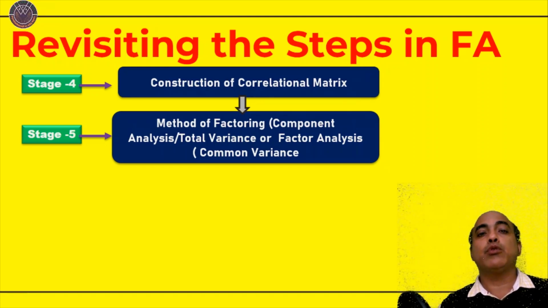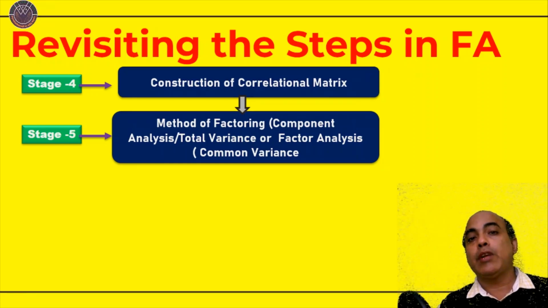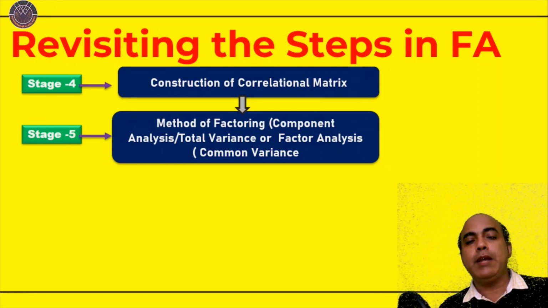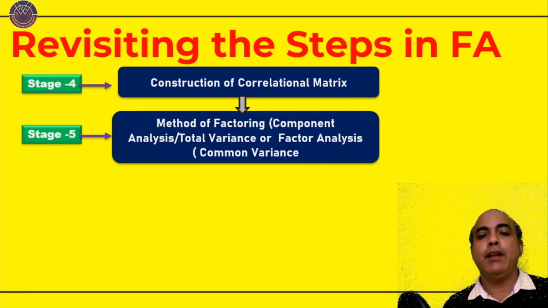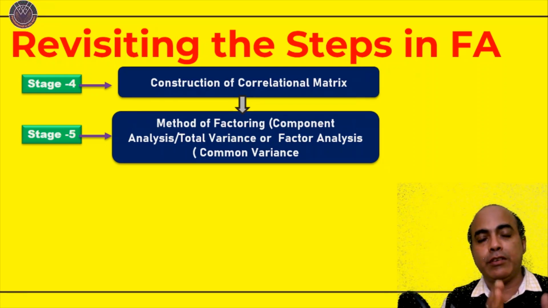So it is based on common variance and the other one is based on total variance. That's why we have named it also. First one is component factor analysis. So we try to get the component. We just try to reduce the variable. But in the second one, we try to exactly get the factor.